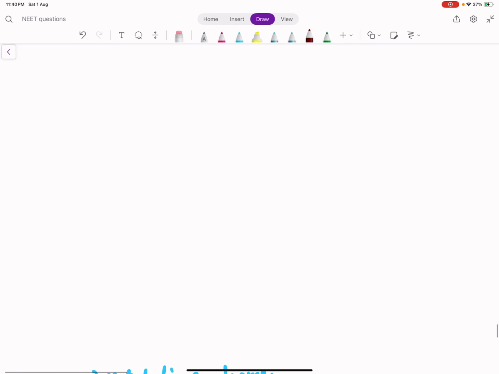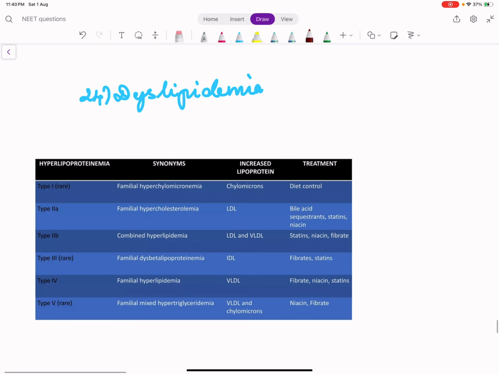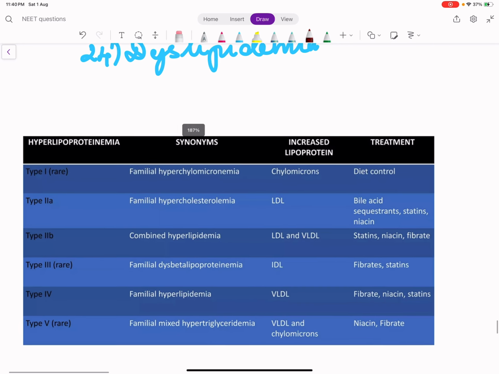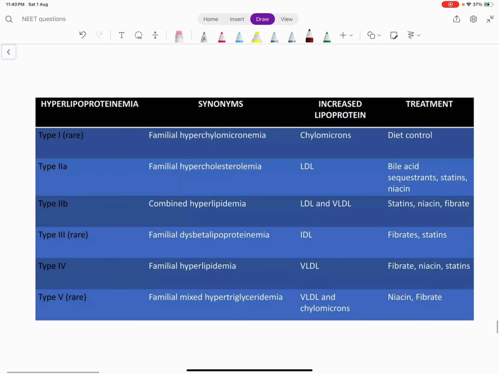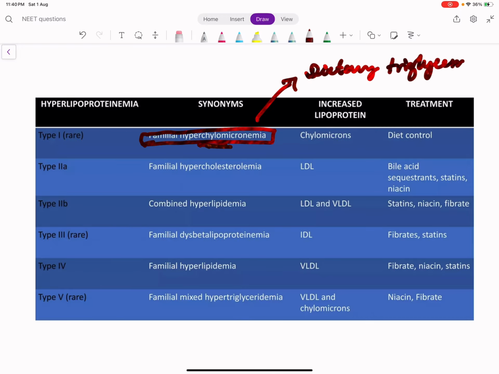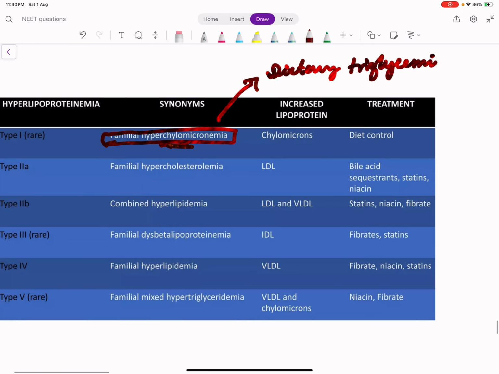So now we will finish the last two sections. What is dyslipidemia? We have something called familial dyslipidemia. There are 5 types: type 1, type 2A, 2B, 3, 4 and 5. Type 1 is called familial hyperchylomicronemia. Chylomicrons are the dietary triglycerides. The triglycerides which come from the diet are called chylomicrons. So predominance of chylomicrons is type 1.